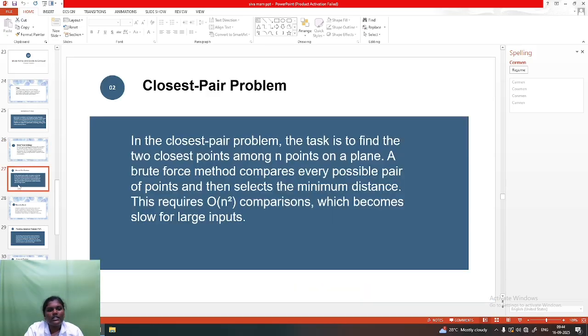Next one is the closest pair problem. In the closest pair problem, the task is to find the two closest points among a set of points in a plane. The brute force method compares every possible pair of points and then selects the minimum distance. This requires many comparisons, which becomes slow for large inputs.